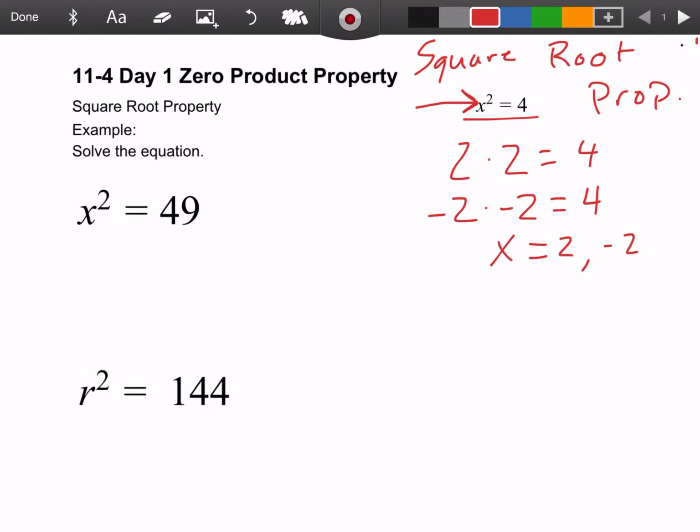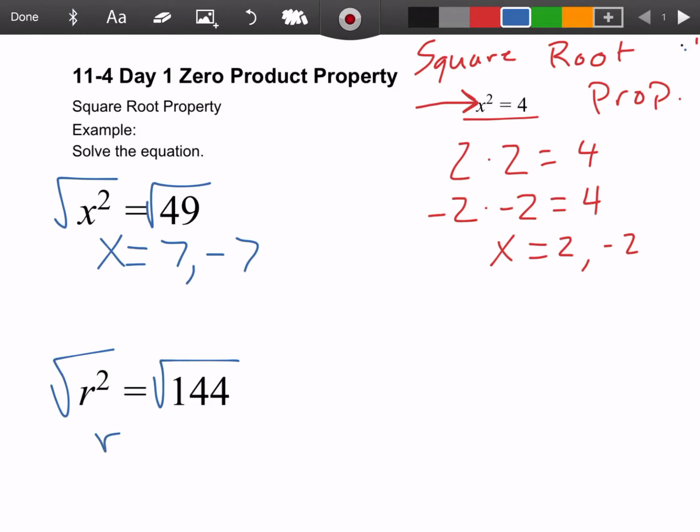We're going to be using that square root property quite a bit throughout chapter 11. So we want to use that same property for these examples on the left. We have x squared equals 49. I'm going to take the square root of both sides. We get x equals positive 7, the square root of 49, but we also have a negative 7, because negative 7 squared would be 49 as well. Same thing with r squared equals 144. If I take the square root of both sides, I get r equals positive 12, and also negative 12. This is an important property, pretty simple, just remembering that there's a second answer when we're squaring our variables.